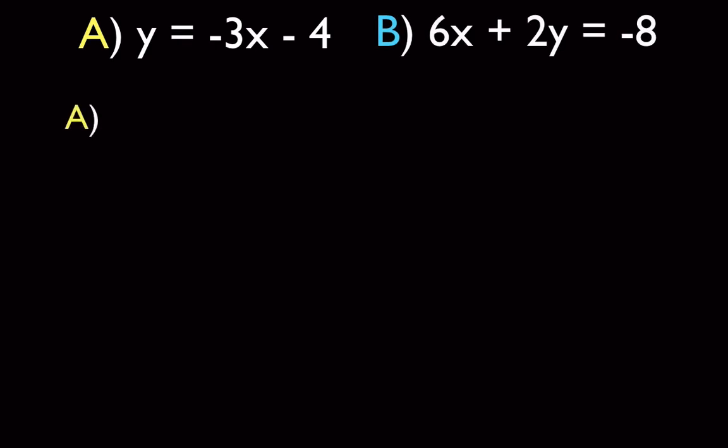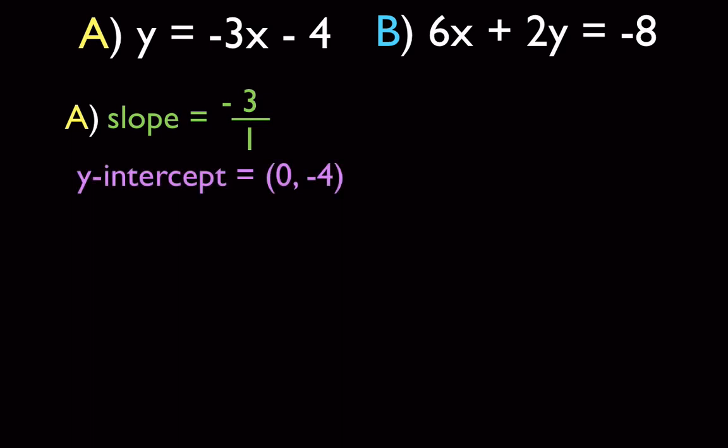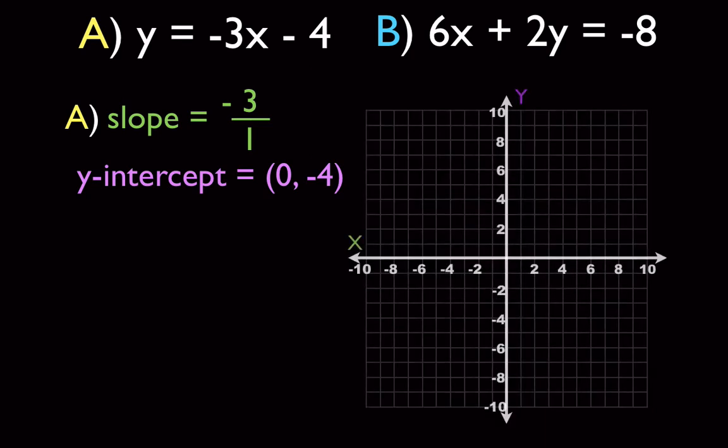Okay, we're going to take a look at this one. So again, my slope on the first one is -3. My y-intercept is -4. Very simple, just take it straight from the problem. Graphing that, I'm going to start at -4, go up 3 and left 1, and draw my line.